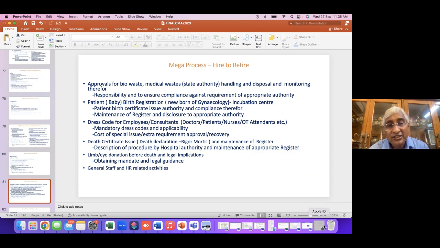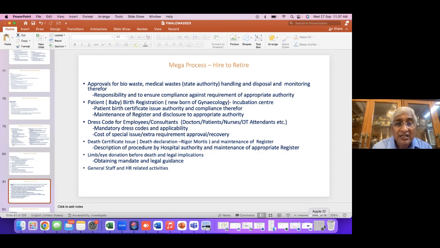Then limb and eye donation before death and legal implications, obtaining mandate and legal guidance. Someone can donate these things, the limbs, eyes, etc. But collecting them, with much difficulty, at the appropriate time has to be ensured in any case, because otherwise the limbs which are going to be collected will not be of any future use.